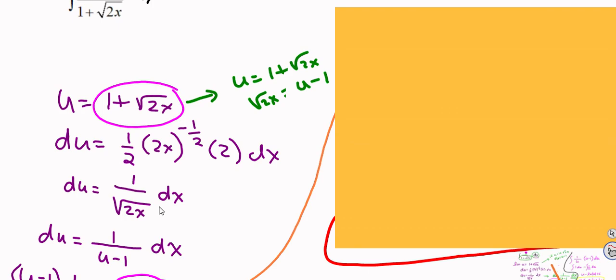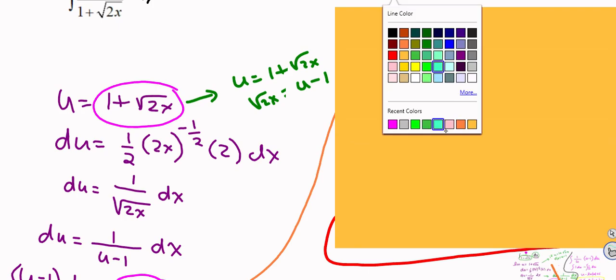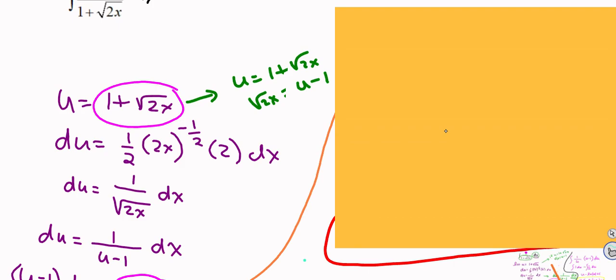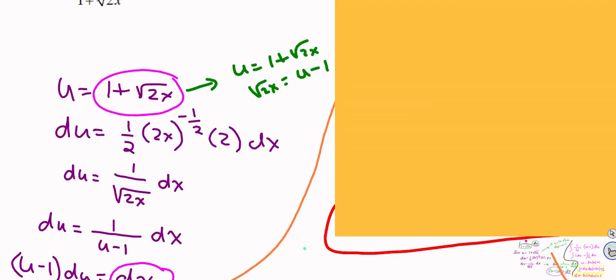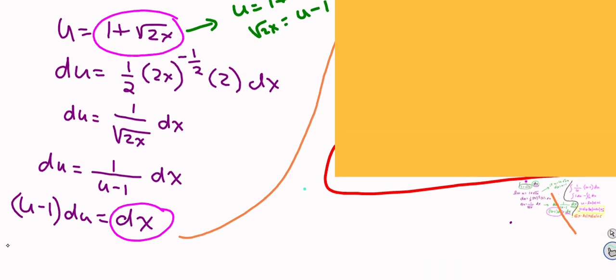Okay. Still, we don't want it on the right side. I got to get up again. I got to write stuff down. So we don't want it on the right side because the right side has to be what I see up here, and all I see up here is that. That's all. I got the dx. So I've got to get rid of this u minus 1 by multiplying on both sides.